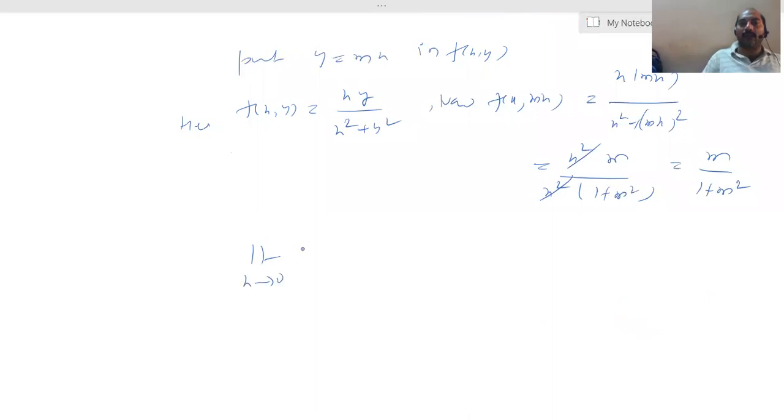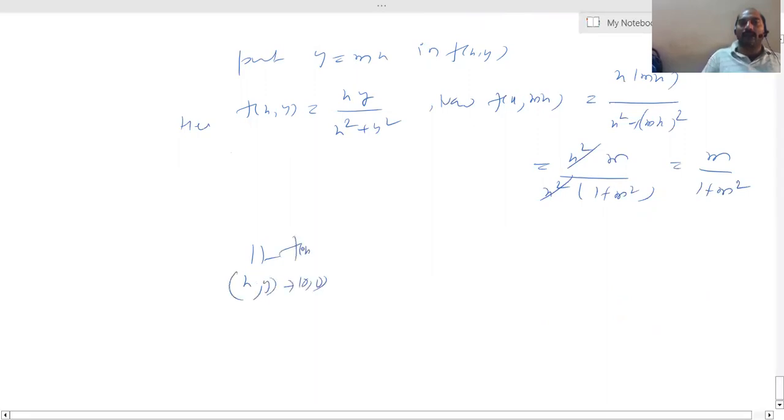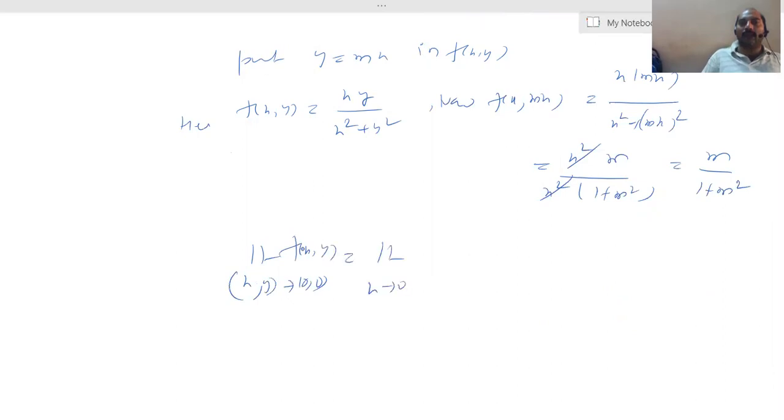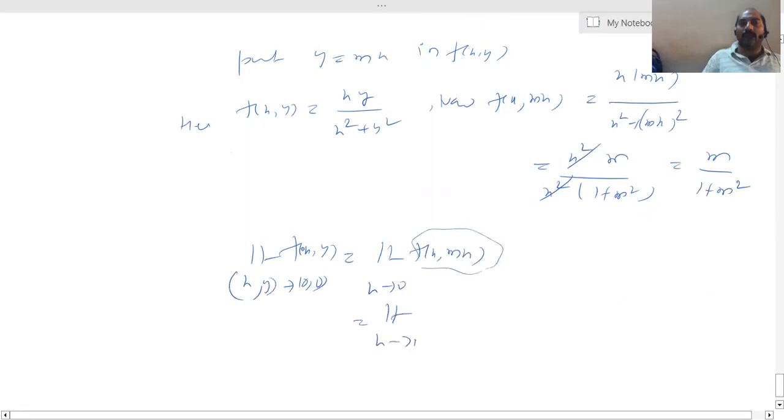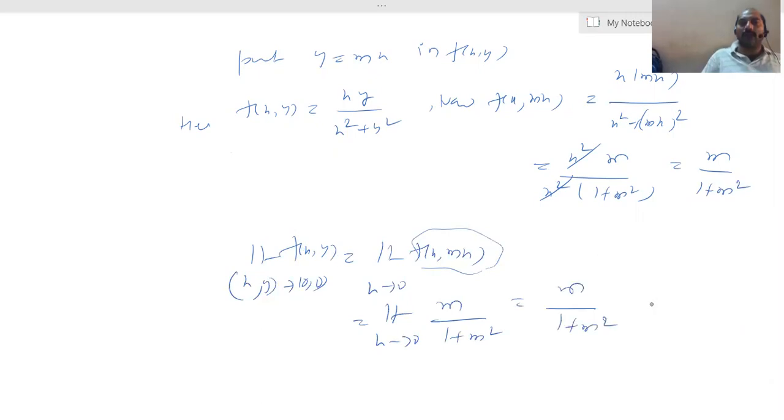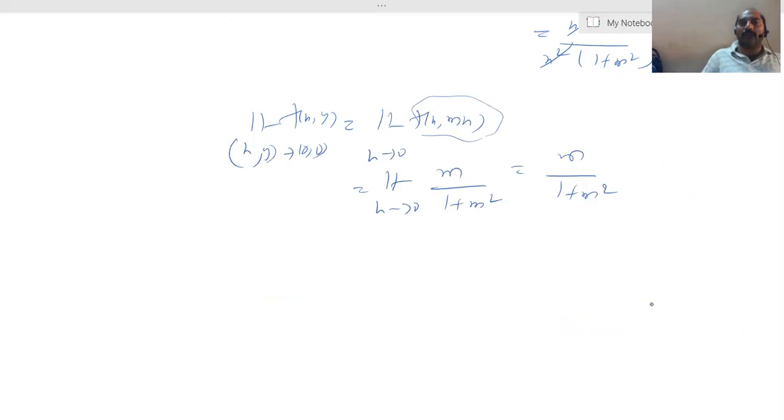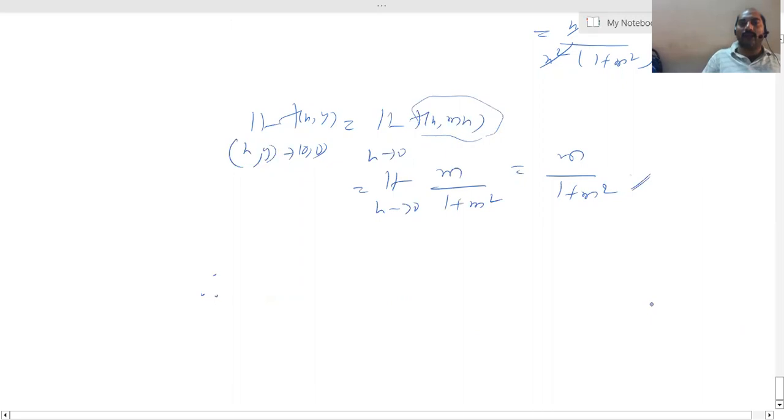Limit x tends to 0. If x tends to 0, y obviously tends to 0. That means you understand that in this case, the ordered pair x comma y tends to 0 comma 0. The limit of f of x comma y is the same as the limit as x tends to 0 of f of x comma mx. But the x comma mx value we already know. The limit as x tends to 0, this value is m by 1 plus m square, because it is independent of x, but it is arbitrary. Suppose you take 1, I take 1 by 2, another person takes 1 by 3. So it gives different values. Here m is variable. Therefore, the limit does not exist.